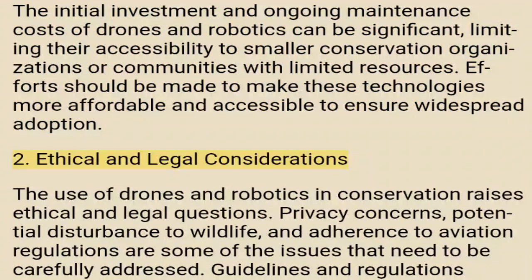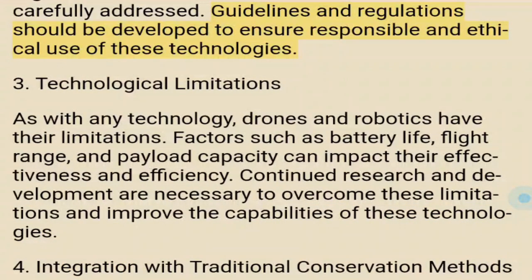2. Ethical and legal considerations. The use of drones and robotics in conservation raises ethical and legal questions. Privacy concerns, potential disturbance to wildlife, and adherence to aviation regulations are some of the issues that need to be carefully addressed. Guidelines and regulations should be developed to ensure responsible and ethical use of these technologies. 3. Technological limitations. As with any technology, drones and robotics have their limitations. Factors such as battery life, flight range, and payload capacity can impact their effectiveness and efficiency.